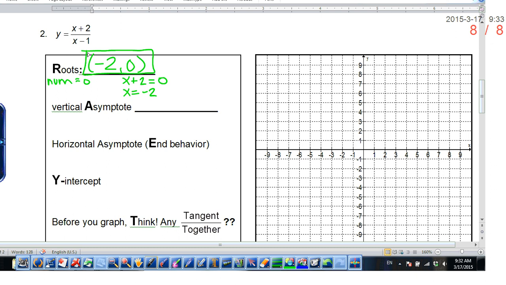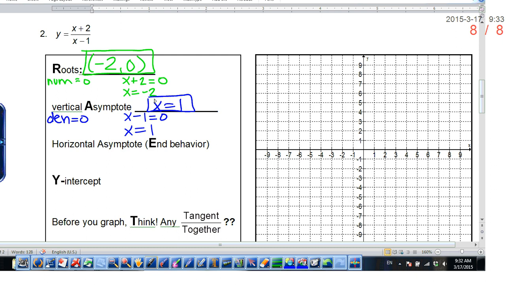All right. Vertical asymptotes. That tells us to use the A in our FRADY, so it's a vertical asymptote. We're figuring out where the function's undefined, so we do what? Good. Denominator equal to 0. So x minus 1 equals 0. So x equals 1. So on the vertical line x equals 1, we have a vertical asymptote. Okay?